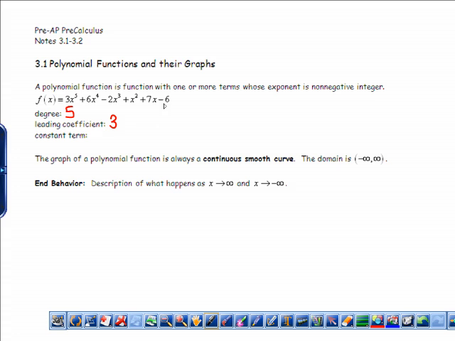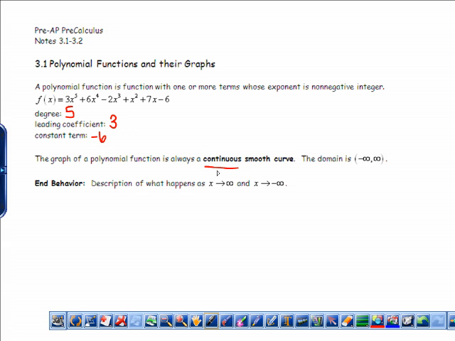All right. The constant term, which is going to be the number with no x, this is important because this is going to be your y-intercept every time. Okay. Every polynomial function is a continuous smooth curve, and its domain is all real numbers. So this is nice. It's not something you have to memorize. It should make sense, but it's a nice thing that it will always be that way. The range sometimes will be all real numbers, sometimes it will be other things.